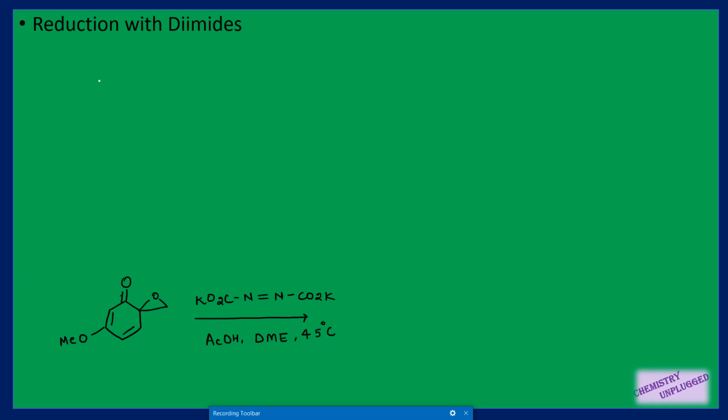So today we will take the last part, that is part number 6 of the 7th chapter. In this part we will take reductions using diimide and reduction using triethylsilane. Right, and then we will take the chapter's end problems. So first we will take reduction with diimide.